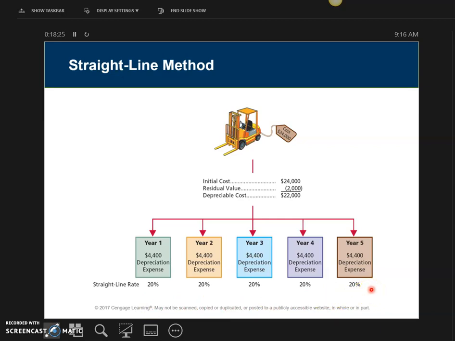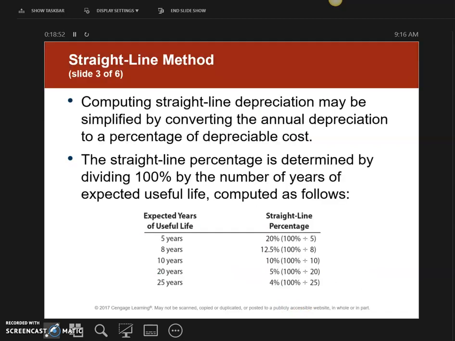Now the percent is not used in the straight line method as much as it is in the other methods, but it's important to understand the percents. So 5 years would be 20%, because if we think of it as 100% divided by 5, it's going to be 20%. So all you really need to do to understand the straight line rate, which is the same every year, is you just need to know how many years the useful life is. So everything is basically 100%. 100% divided by 5 years is 20%.